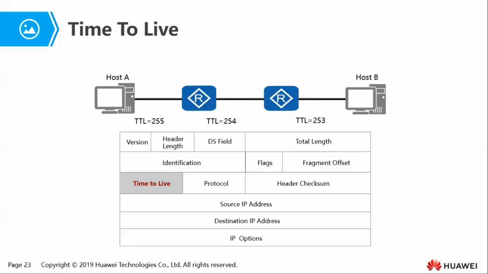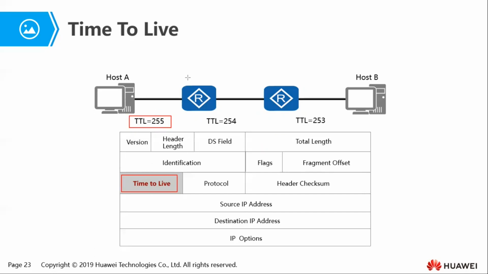Then we have the time to live header or field, which is here. Time to live is generally a value that is generated when you're sending a packet, depending on the protocol that you are using to generate that packet. So for example, the default time to live for an IP packet is 255.